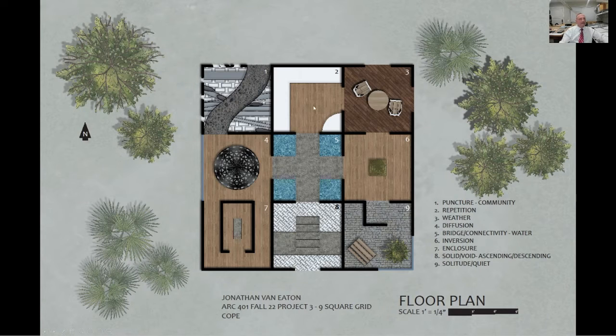Number two, maybe a kitchen. It was just repetition, cabinets upon cabinets upon cabinets. Number three is an outdoor space: weather, sunlight, things of that nature. Number four had the large globe.